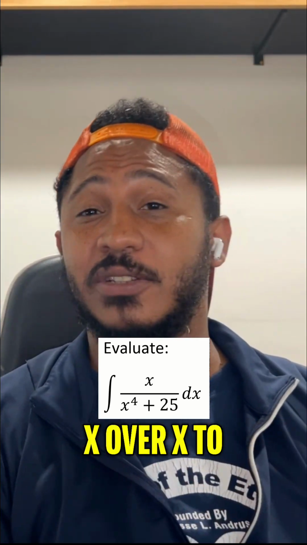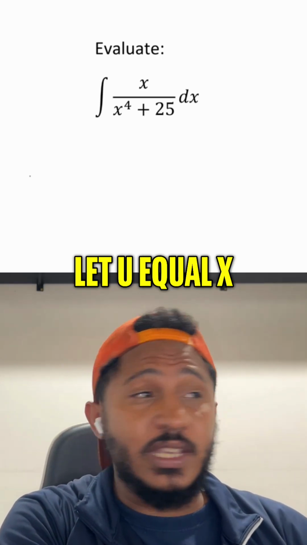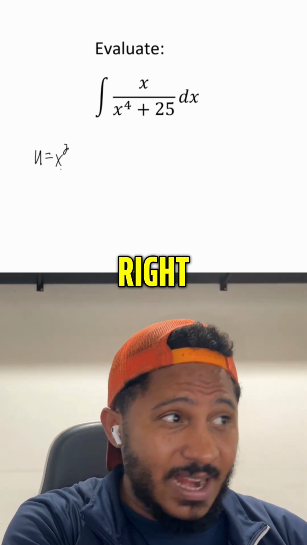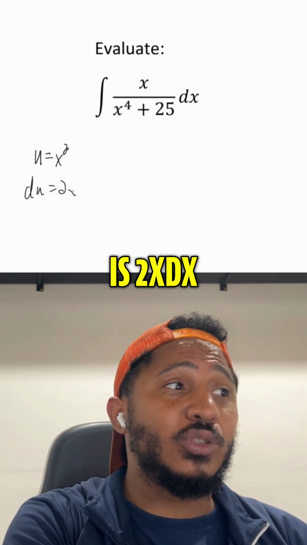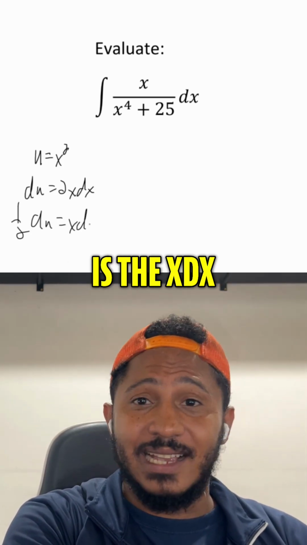Evaluate the integral of x over x to the fourth plus 25 dx. So this one's a u sub, okay? Let u equal x squared, right? Then we know that du, of course, is 2x dx. Half of that, so half of du is the x dx that we have.